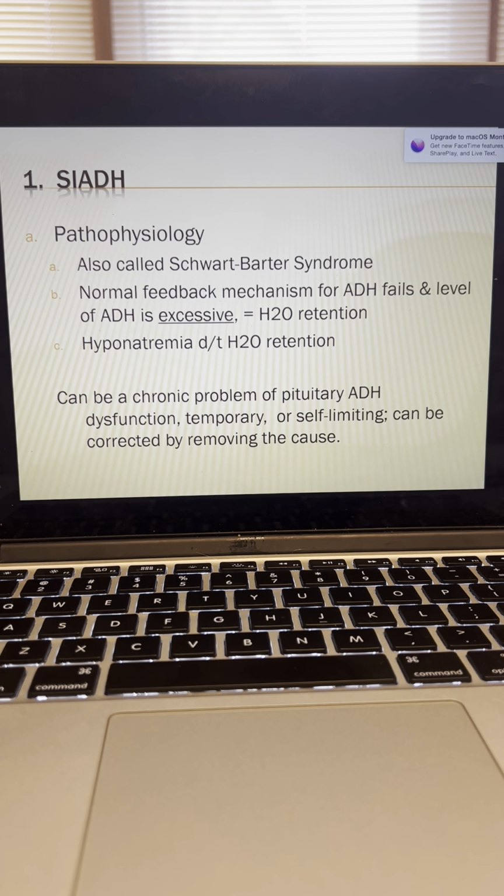If we get rid of some of the water, that hyponatremia, or that low sodium, should go back to normal. It can be a chronic problem of the pituitary for some folks. It is often, though, temporary or self-limiting. And oftentimes, if we can remove the cause, we can remove the problem.